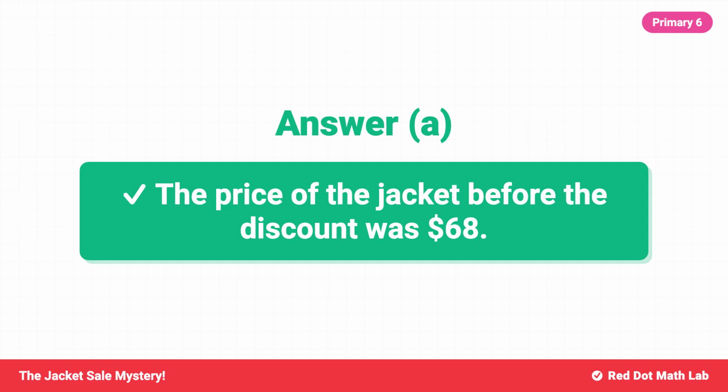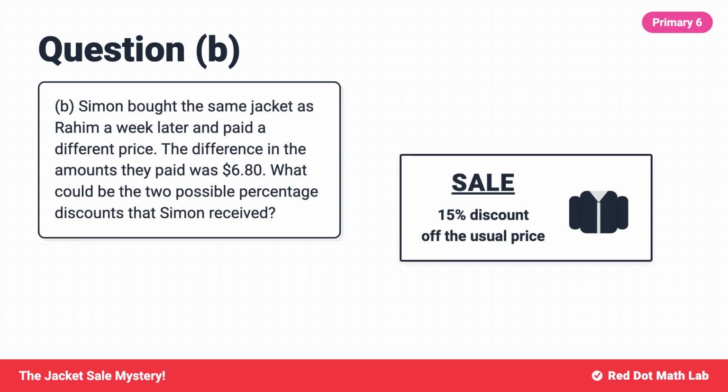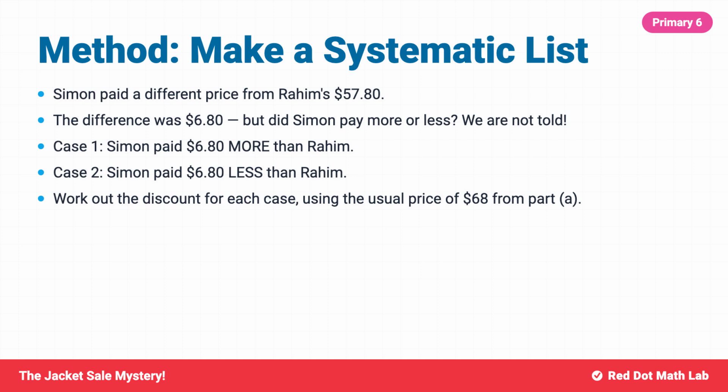Well done. Now let's look at question B. Simon bought the same jacket as Rahim a week later and paid a different price. The difference in the amounts they paid was $6.80. What could be the two possible percentage discounts that Simon received? This part is tricky, so we will use the make-a-list heuristic and list out every possible case.